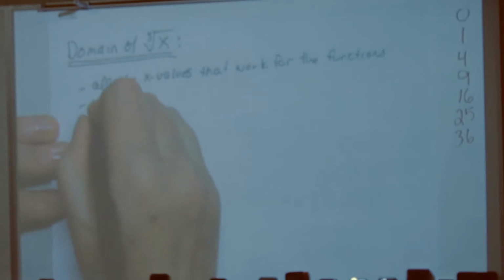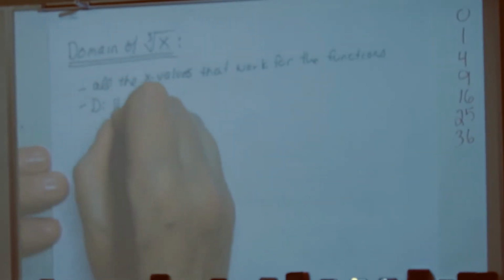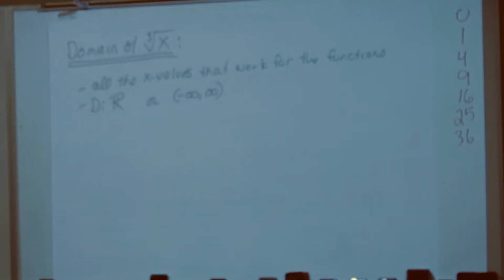And I'm just going to let you know right now, the domain for any cube root function is always all real numbers. Or you can write it, just like the book does, from negative infinity to positive infinity. Always. Okay, you want to find it? You want to try some? Want to do an example?